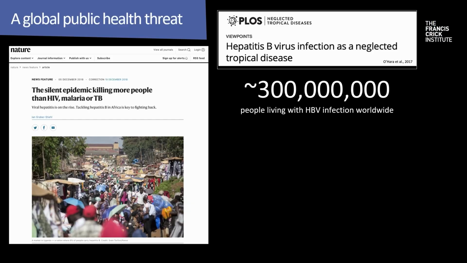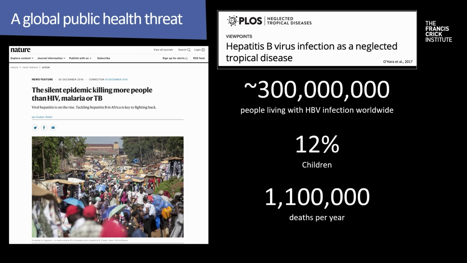So I've said that this is a major global public health threat, and in fact it's up there with HIV, malaria and TB, but it's been really neglected. Although we have this population, as I've said, of 300 million people living with the infection, we've not tackled it adequately. 12% of those are children, which is really unconscionable in an era of a safe and effective vaccine.